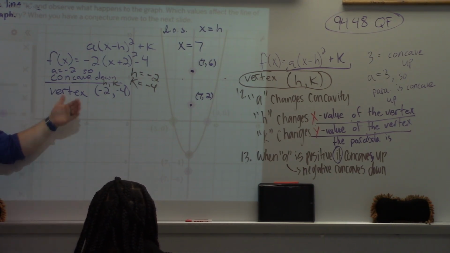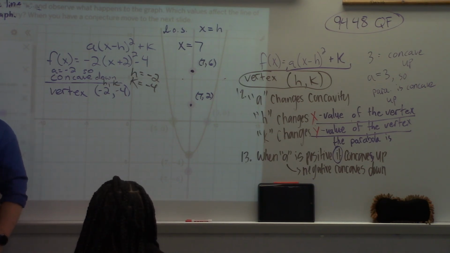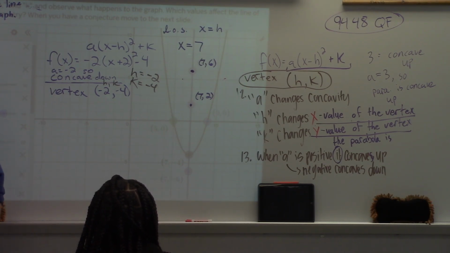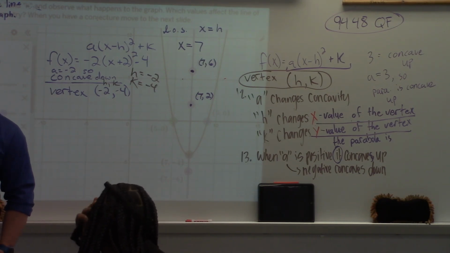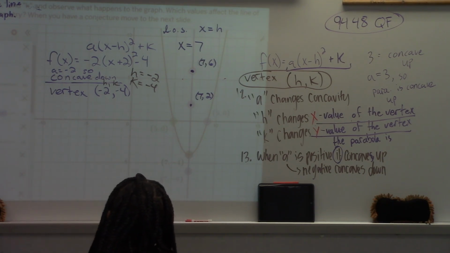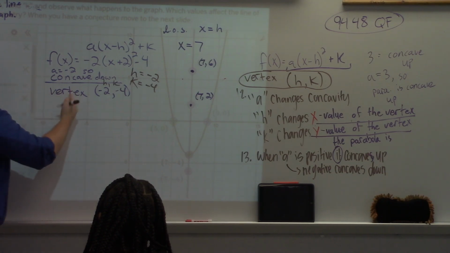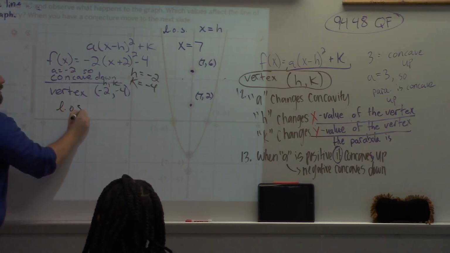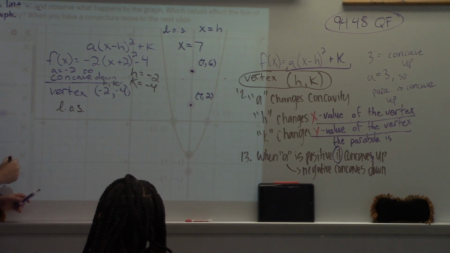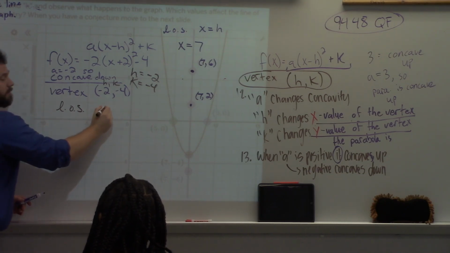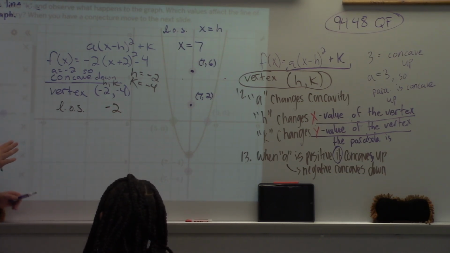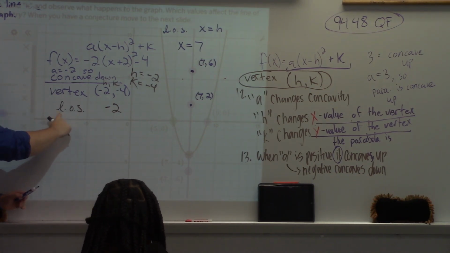Now, I feel like we're still missing a key feature of this parabola. I already have the vertex, and I already got the concavity. Line of symmetry. What feature did we just look at, guys? Line of symmetry. We didn't write it yet. What is my line of symmetry here? Negative 2. Negative 2 is close, but that's a number. It's a what?